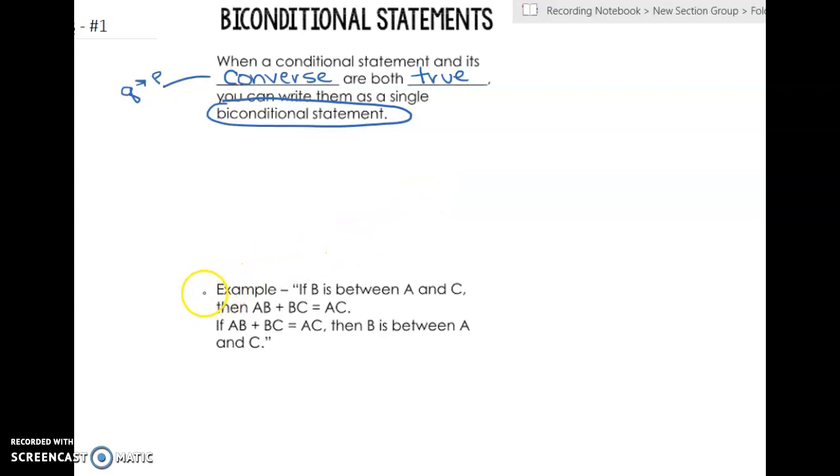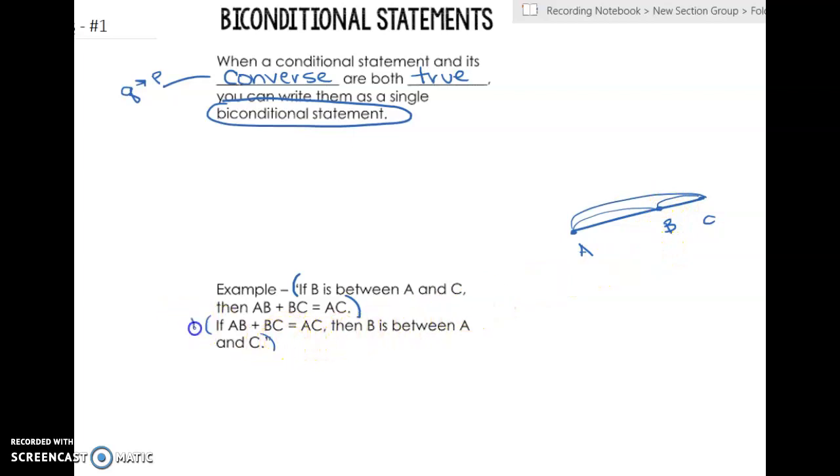So an example of when we could write a biconditional statement would be if these are our two declarative sentences, one here and one here. So it says if B is between A and C, so let's just draw a visual. A, C, and B is between it. So if B is between A and C, then AB plus BC equals AC. Okay, that is a true statement. That is the segment addition postulate, but that is in fact a true statement.